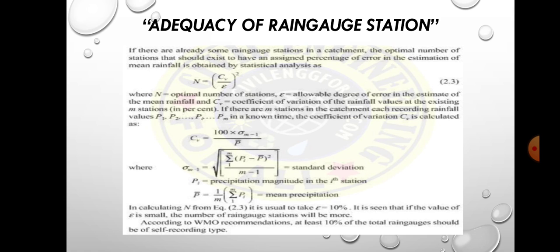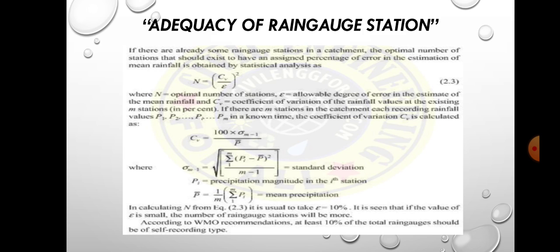If there are already rain gauge stations in the catchment, the optimal number of stations that should exist to have an assigned percentage of error in the estimation of mean rainfall is obtained by statistical analysis. So n equals (CV over E) squared, where n is the optimal number of stations, E is the allowable degree of error in the estimate of the mean rainfall, and CV is the coefficient of variation of the rainfall values at the existing M stations, in percent na siya.